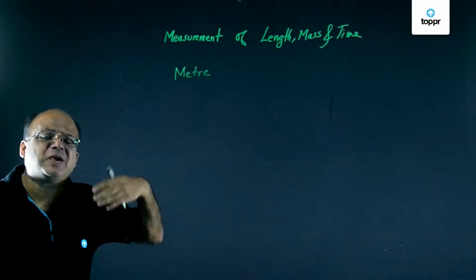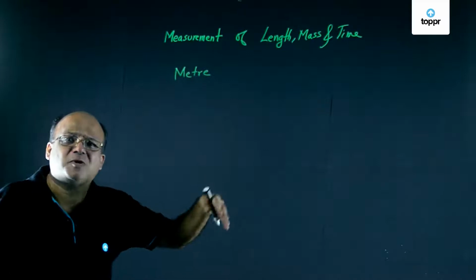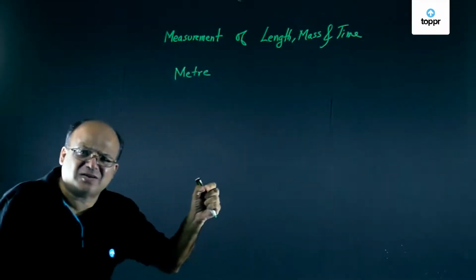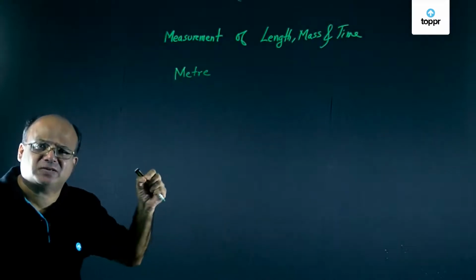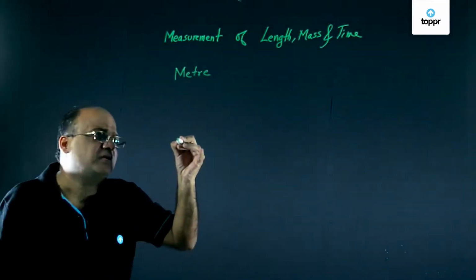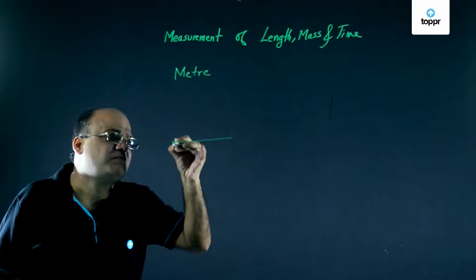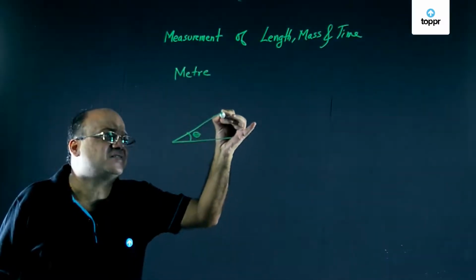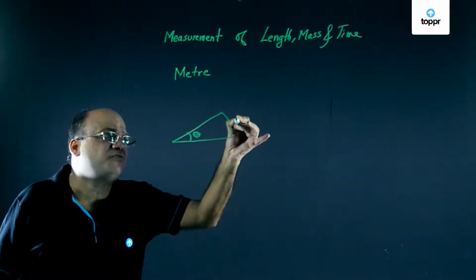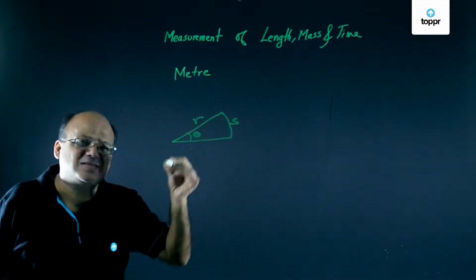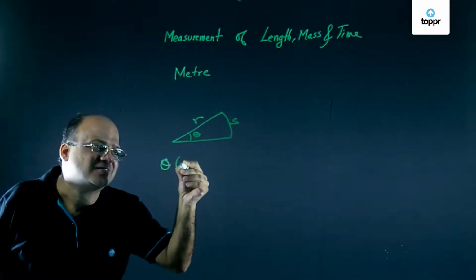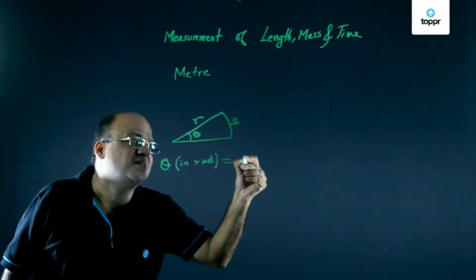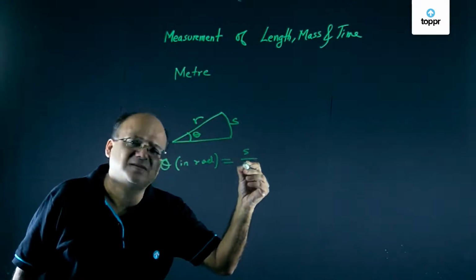Suppose we want to measure big lengths, like the distance to a planet or to a star. For that we use the parallax method. If we remember, when we have an angle theta, this theta in radians is the length of arc by radius. So theta in radians is length of arc s by radius.